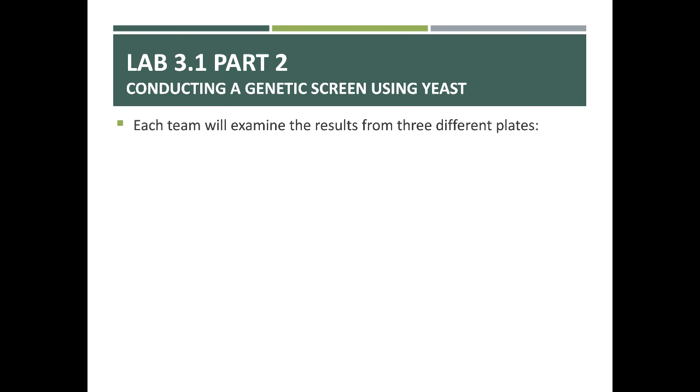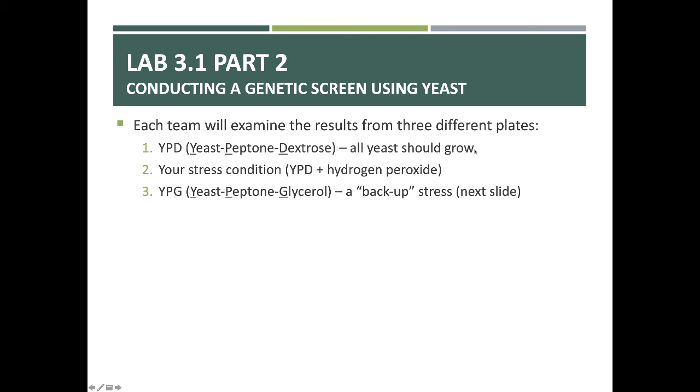Now each team will examine the results from 3 different plates. YPD, all yeast should grow on this one, so you should have 95 colonies growing on the YPD plate. Sometimes you will get a few cultures that just don't grow. Then you're going to have your stress condition, the hydrogen peroxide. Now in this, we would expect most of the cultures to grow. However, if our screen is set up right, we would predict we would have a few of these cultures that would have an altered growth pattern on the hydrogen peroxide. And that's part of the screening process. You'll have to determine which of those cultures are of interest.